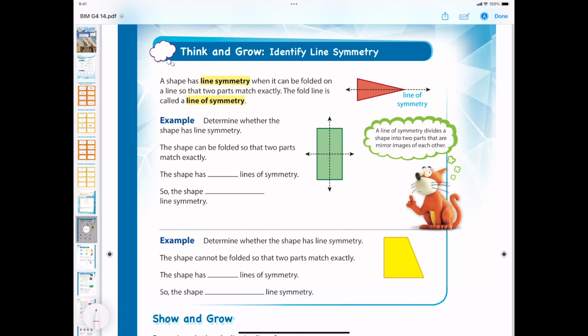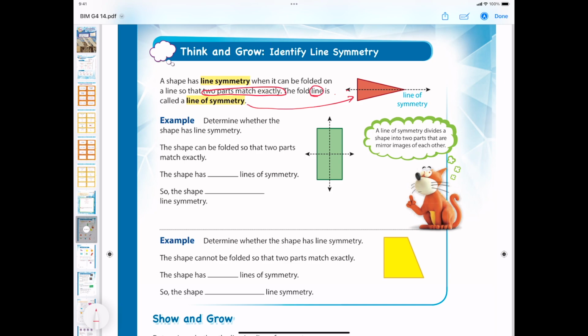A shape has line symmetry when it can be folded on a line so that 2 parts match exactly. If some part is not matching exactly, that's not line symmetry. The fold line itself, we call it what? Line of symmetry. So this line itself is the line of symmetry. But a shape has line symmetry means, what? If that shape has line symmetry or not. That means how many lines of symmetry you can find. Okay, 1 or 2 or even more.